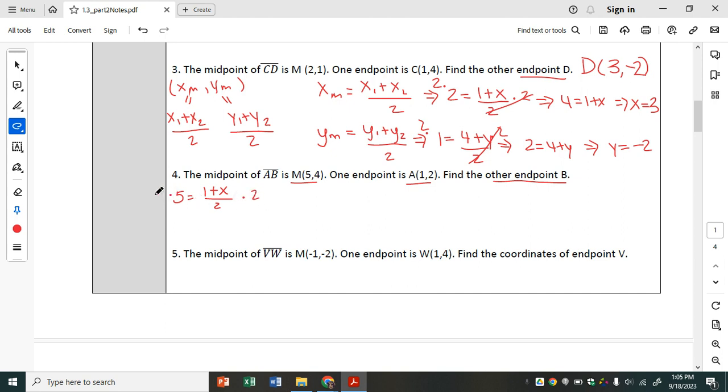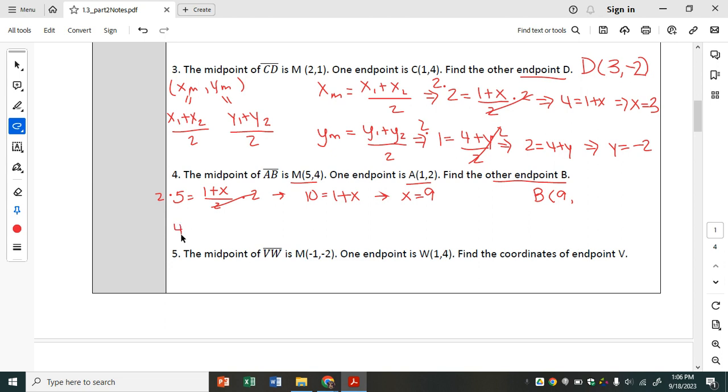When we multiply, we multiply both sides. That doesn't change the fraction. It just multiplies over here. So we would get 10 equals 1 plus x. Subtract the 1. We'll get that x is equal to 9. So on endpoint B, my x value is 9.